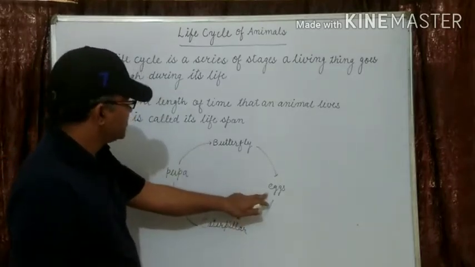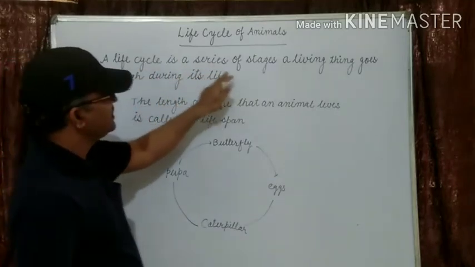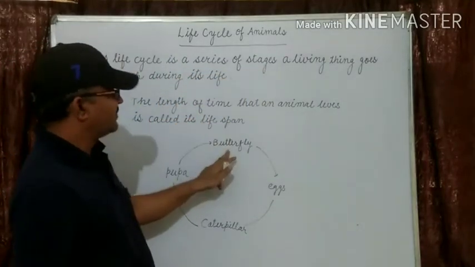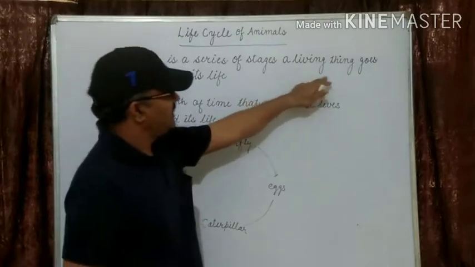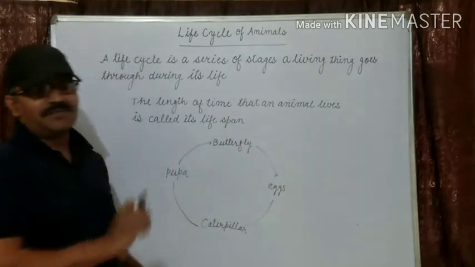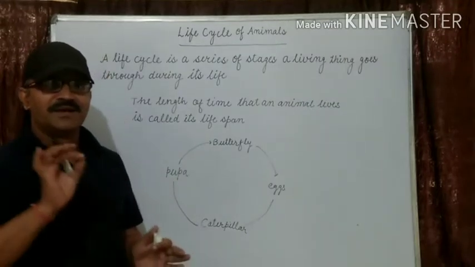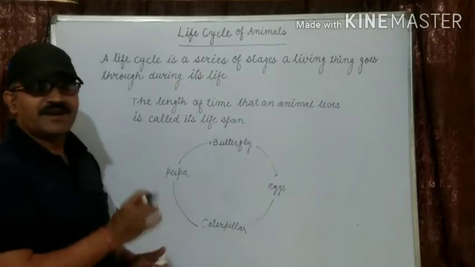So these are stages number 1, 2 and 3. A life cycle is a series of stages. Butterfly is a living thing. A living thing goes through these stages during its life. This is known as the life cycle. Clear? Yeah, again I will repeat this.